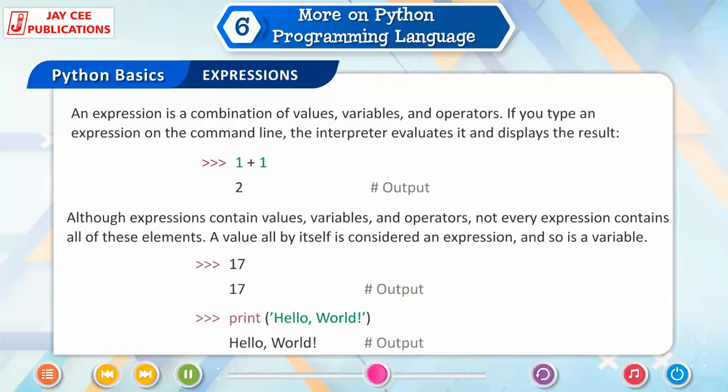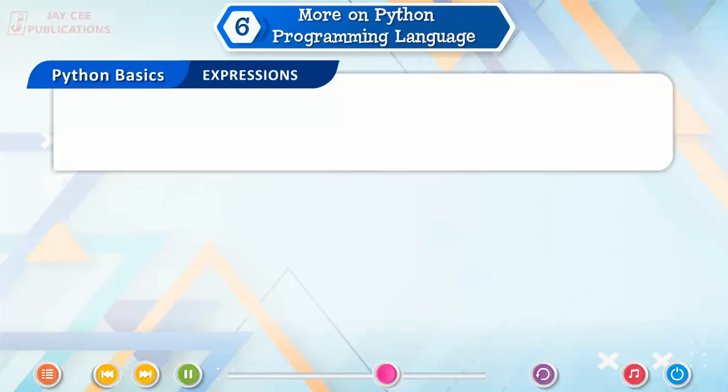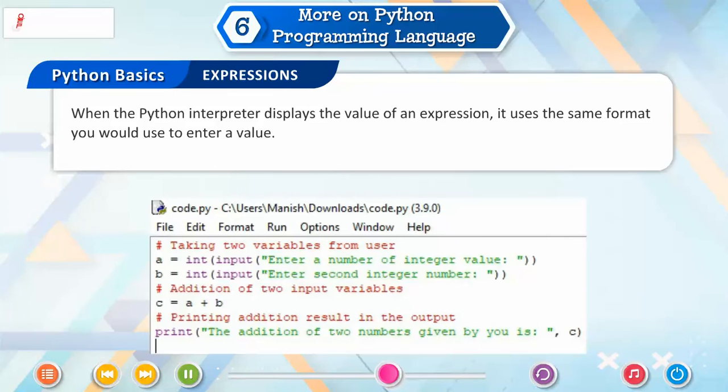17, 17, hash, output. print('Hello, world!') with the output Hello, world!, hash, output. When the Python interpreter displays the value of an expression, it uses the same format you would use to enter a value.